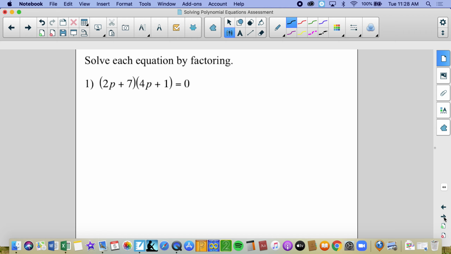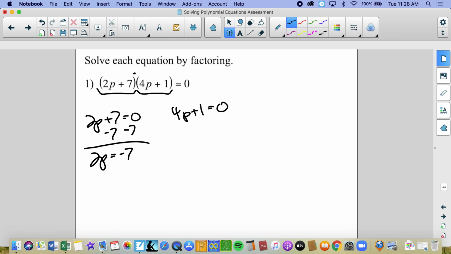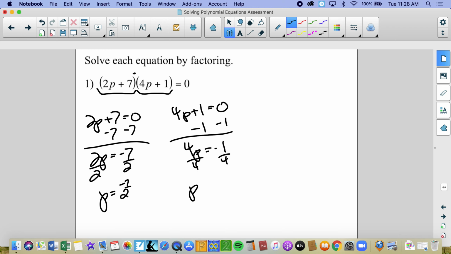So since we have 2 binomials, a binomial and a binomial multiplied equaling 0, we're going to set each one equal to 0 and solve for the variable. Divide by 2, p equals -7/2. Subtract 1, divide by 4, and we get p equals -1/4. So my solutions in numeric order are going to be -7/2, -1 1/4.